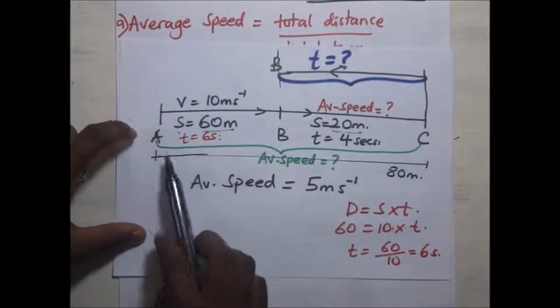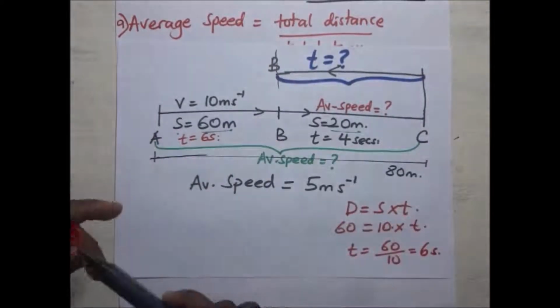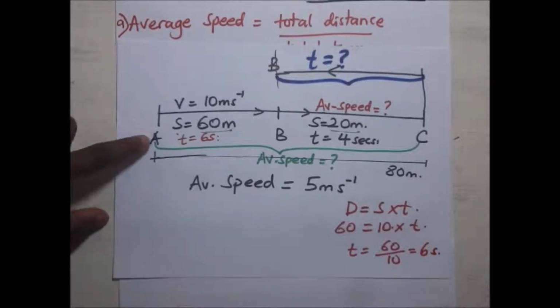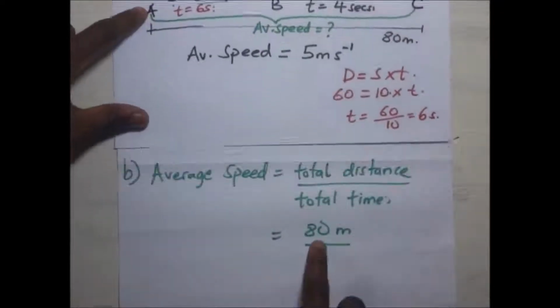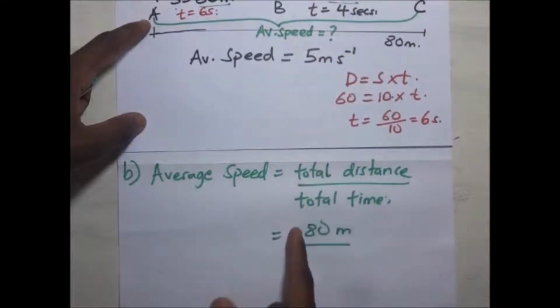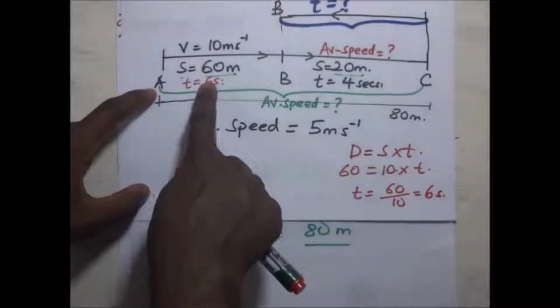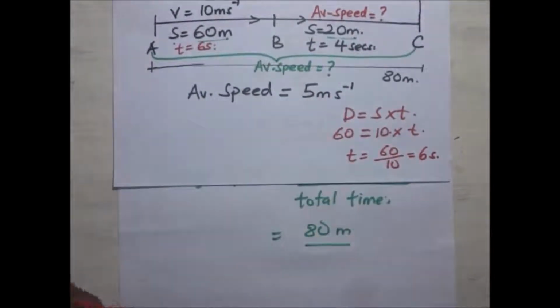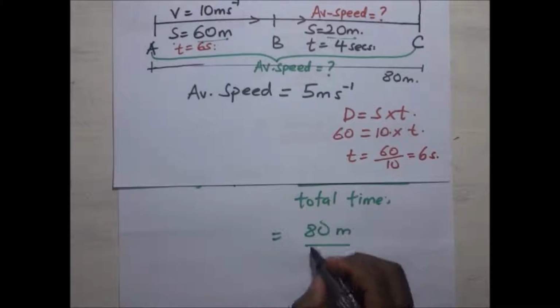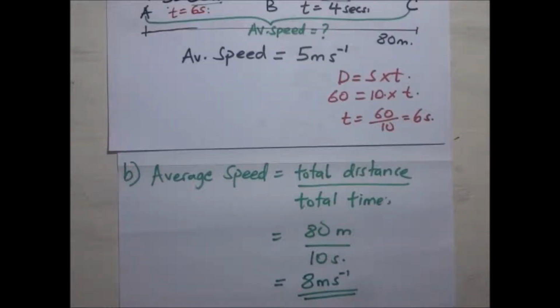Now that we have the time covered from A to B, and the time covered from B to C, we can get the total time taken to move from A to C. So we can continue with our average speed from A to C. Our average speed is total distance over total time. The total time is 6 plus 4, which is 10 seconds. So our average speed there is 8 meters per second.